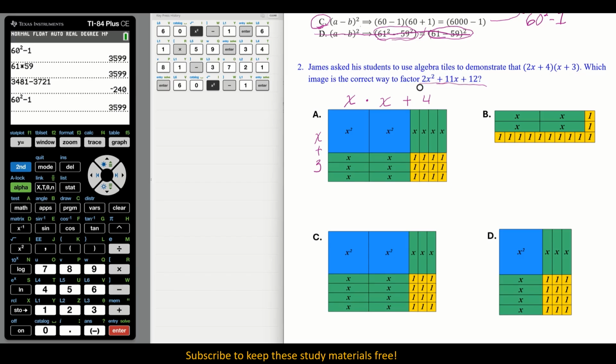But I'll do the others for you also. So let's look at B. B is actually, I know it looks weird, but that is x plus x.